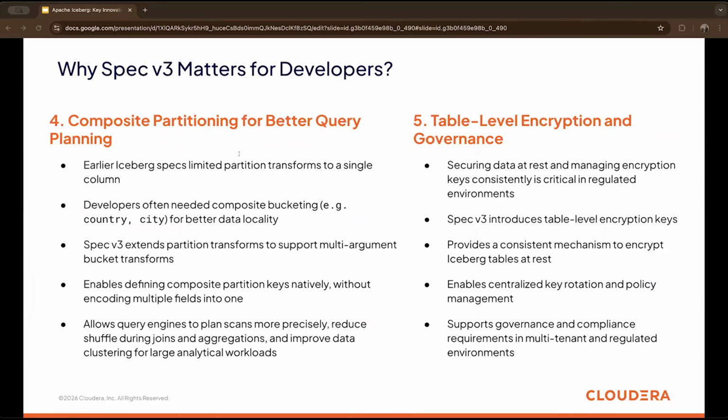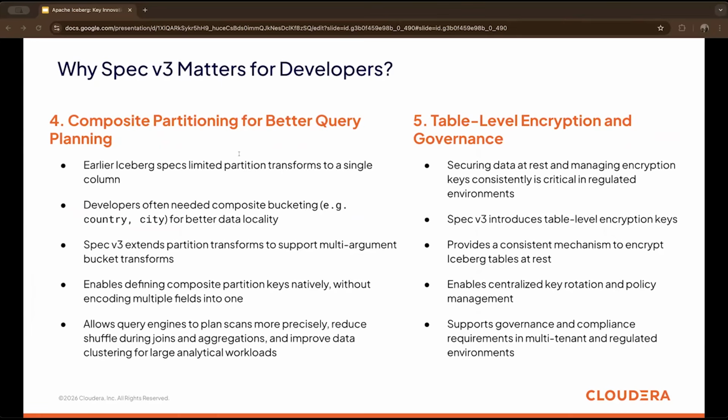The next part, I clubbed these two things together. One is the table level encryption, and the other part is the composite partitioning key. Until now, if you have done partition transform, specifically with bucket transform, you were only able to use just one single partition key. For example, something like bucket of, let's say, 16 of user ID, right?